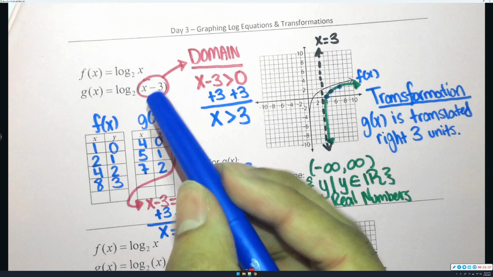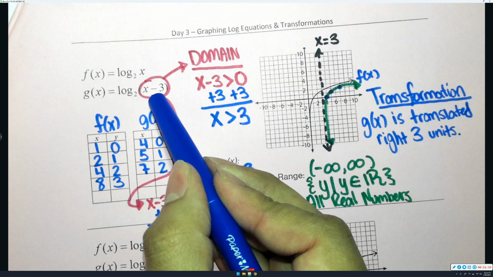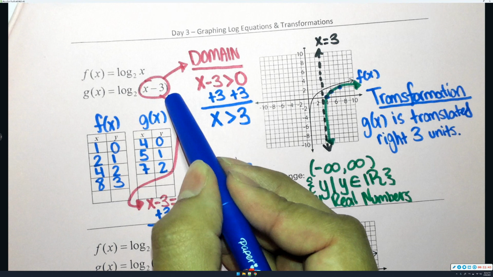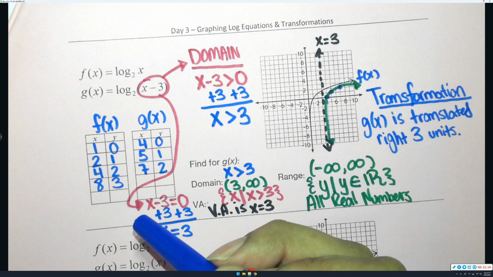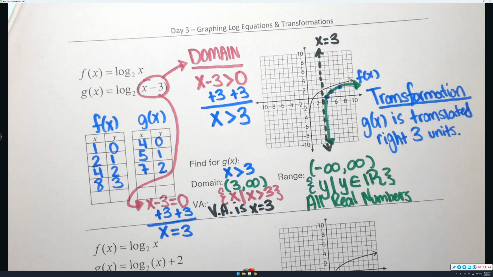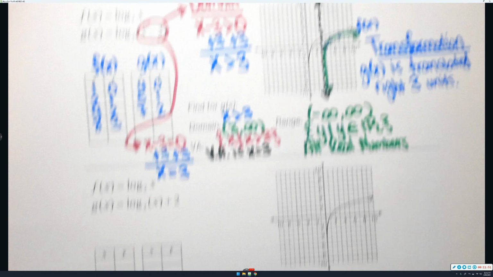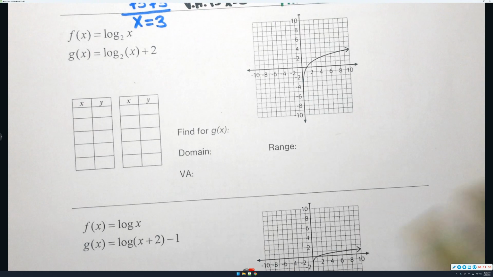From within the parentheses, we see that we have what? X minus 3. So if it's a minus, you're going to go to the right. If it was a plus, it would go to the left. That's it? All right, let's go ahead and do a tougher one. We're going to go ahead and skip example number 2. We're going to go ahead and jump straight to example number 3.